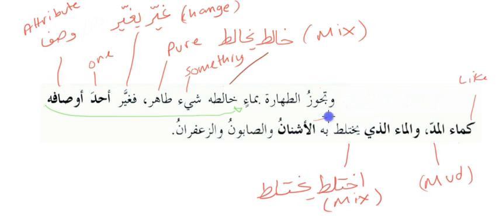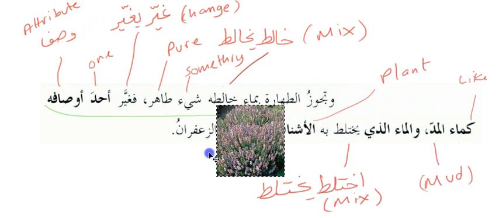Al-ashnan, okay, this is a type of plant. Okay, this is a type of plant which is used to mix with water. In English they call it hyssopus. I think that's how you pronounce it, hyssopus. I'll show you a picture.